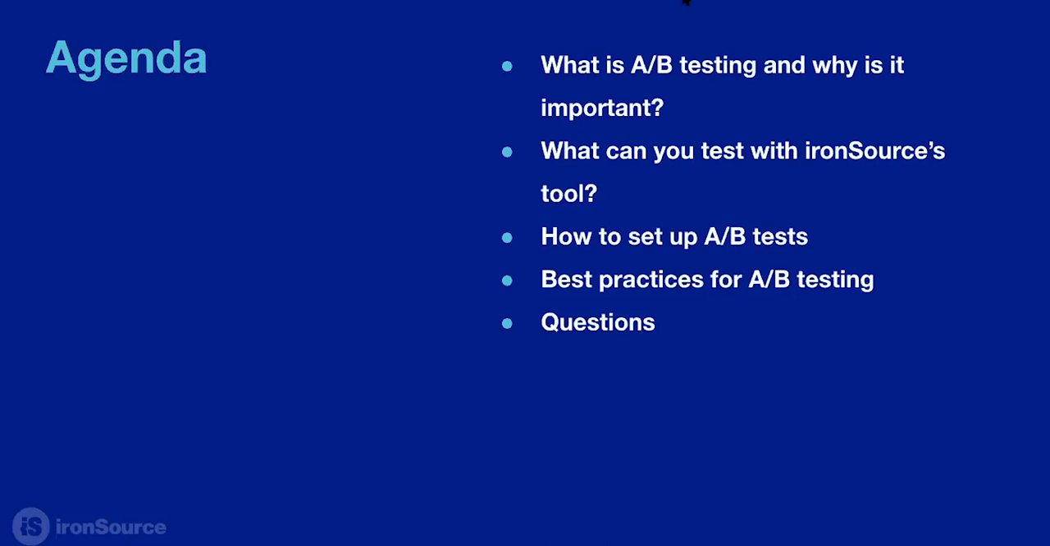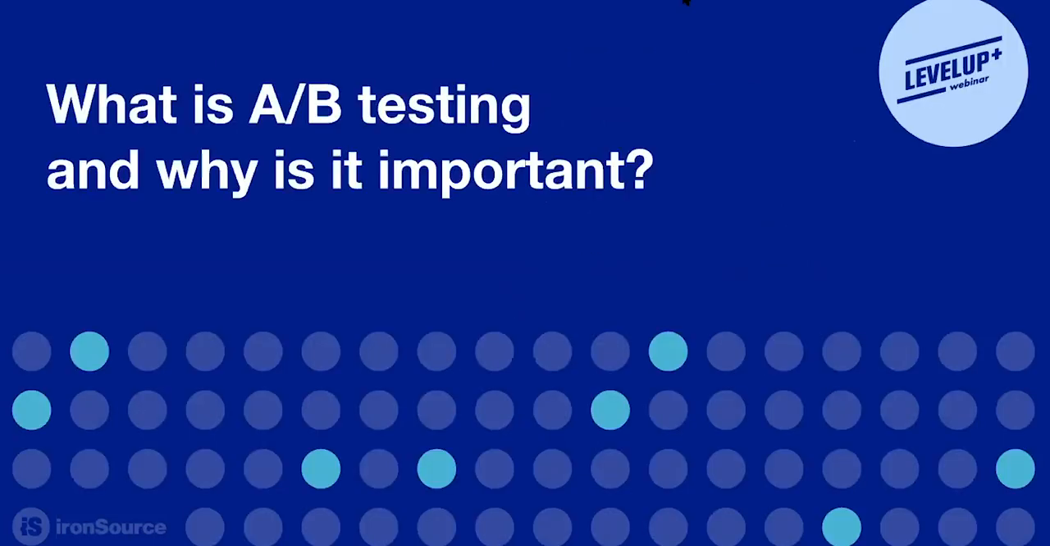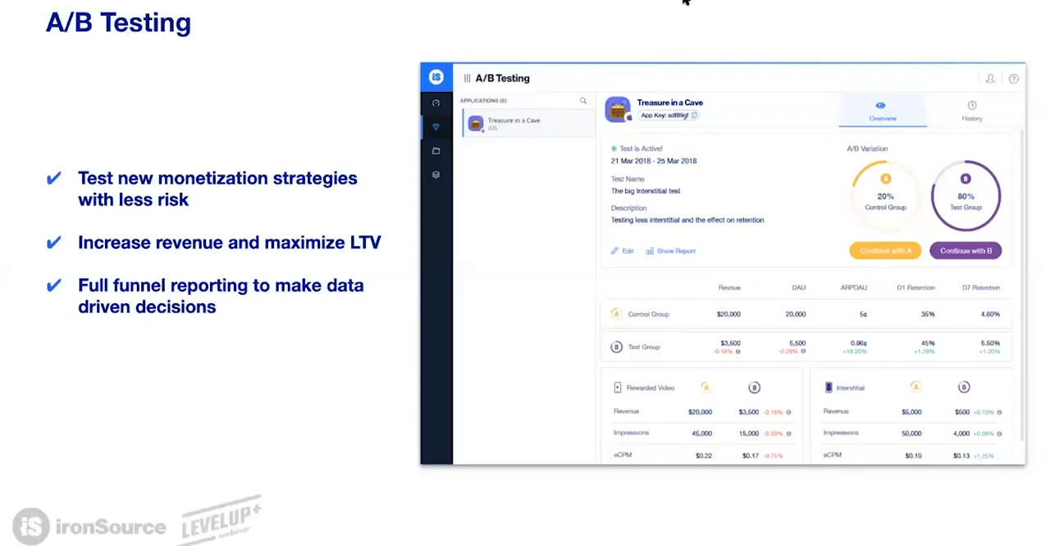Our agenda for this session is: what is A/B testing and why is it important? What can you test with ironSource's tool? How to set up A/B tests, some best practices for A/B testing, and then we'll take some of your questions. So what is A/B testing and why is it important? A/B testing, or split testing, is the practice of testing different experiences in your app and then determining which experience performs best. Here at ironSource, our focus is to help you understand which ad monetization approach is strongest.